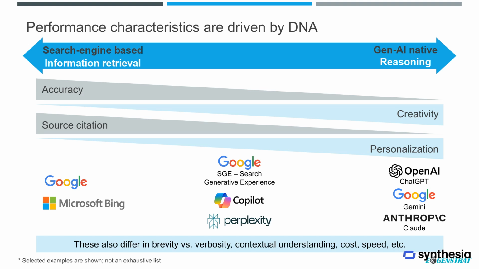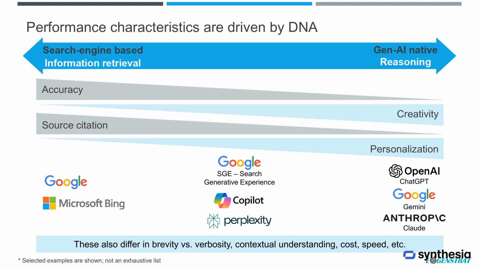Search engine-based Gen AI like Google's SGE or the Microsoft version called Copilot or Perplexity, another search engine-based Gen AI, often include search engine features such as source citations. But if you need reasoning capabilities, LLMs like ChatGPT, Gemini, and Claude offer creativity and personalization. Keep in mind these are out-of-the-box generalizations. Your prompt makes a big impact on what output you'll get.